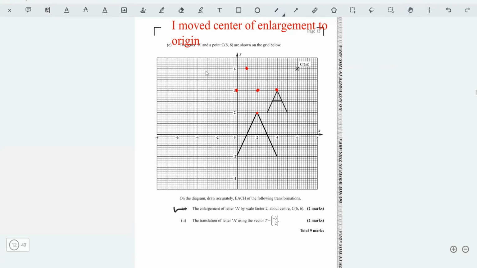Let's use a different color for that one. Let's use red. The red one is for the translation. The black one is for the enlargement. All right, nice. I just put T to show you which one. This is the translation, this is the enlargement. And that's it, that easy, easy, easy. Nice.